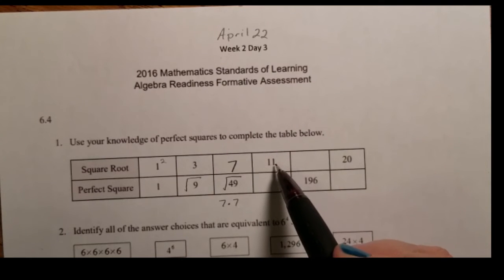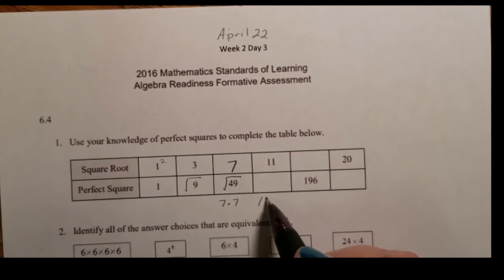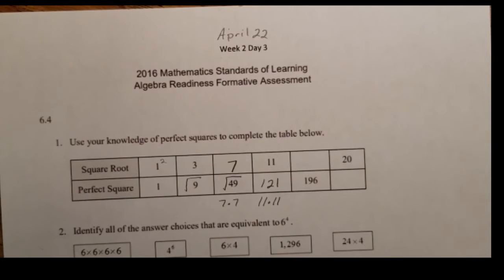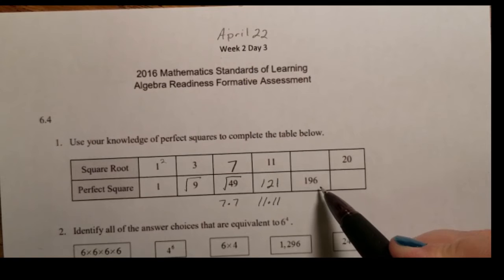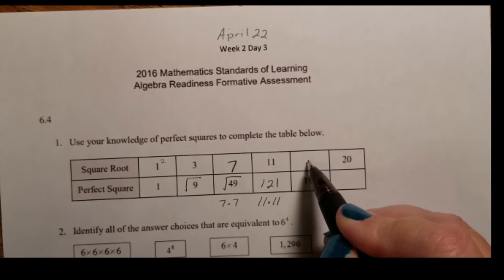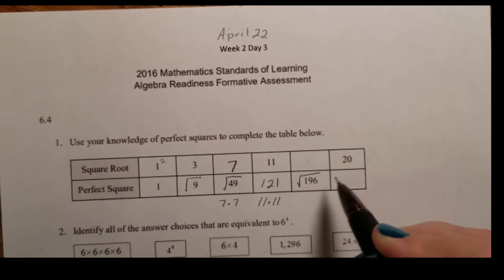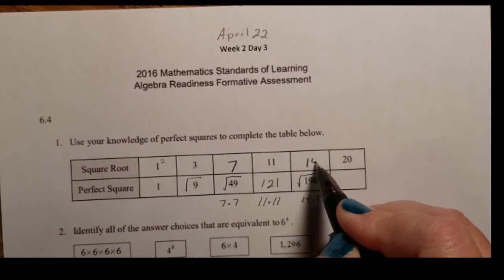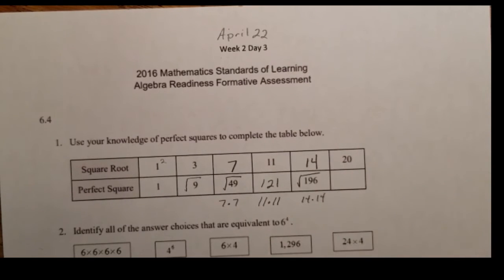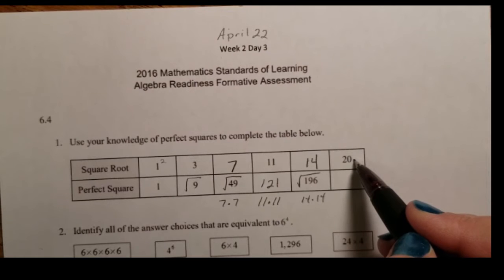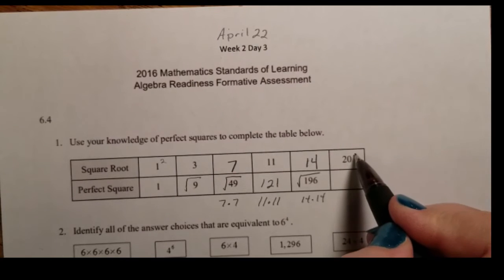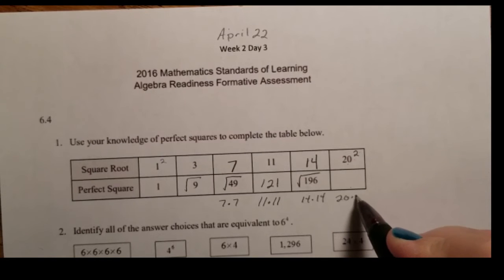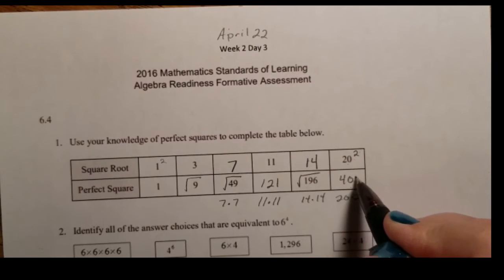Over here, the square root is 11. So we would do 11 times 11 to get 121. We've got the perfect square, so we want to find the square root. We find the square root of 196, and that's 14 times 14, so the square root is 14. And here the square root is 20, so to find the perfect square, we would have to square it, 20 squared. So 20 times 20 is 400.